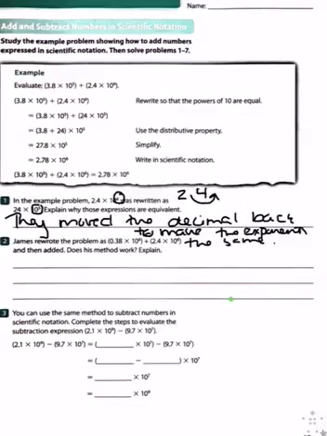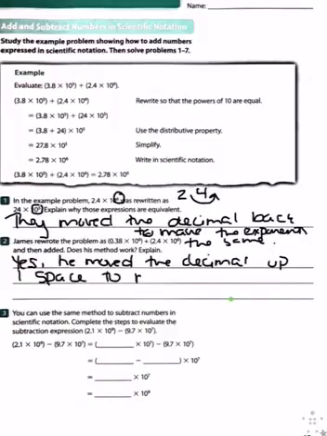Number 2, James rewrote the problem as 0.38 times 10 to the 6th plus 2.4 times 10 to the 6th, then added. Does his method work? Explain. Yes, this is the second method that I told you about. He moved the decimal up one space to make the exponents the same.